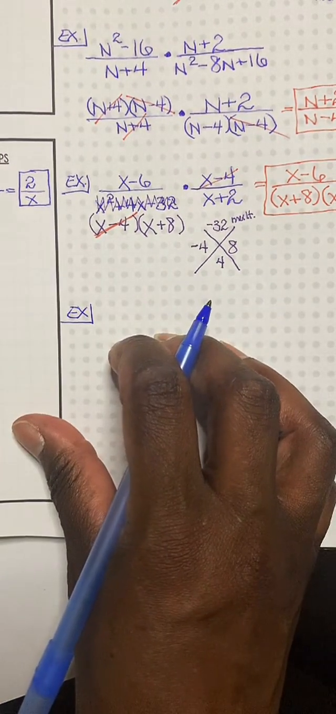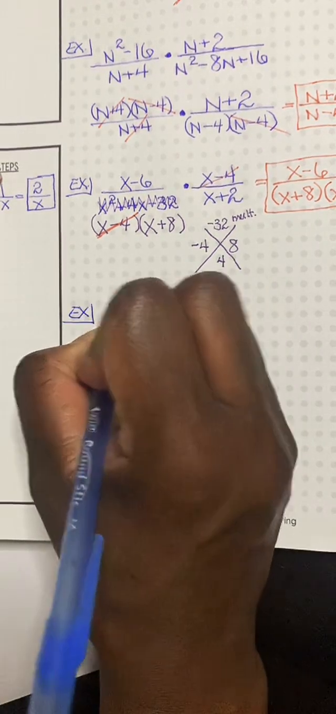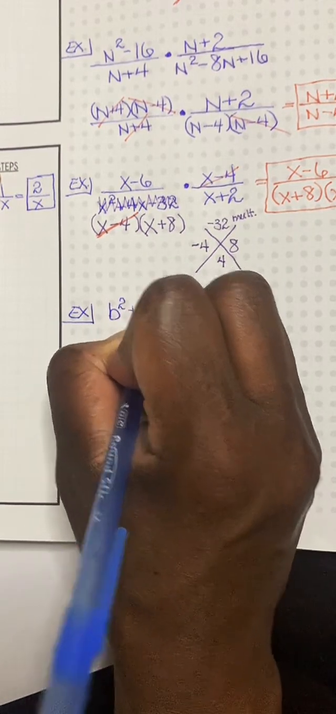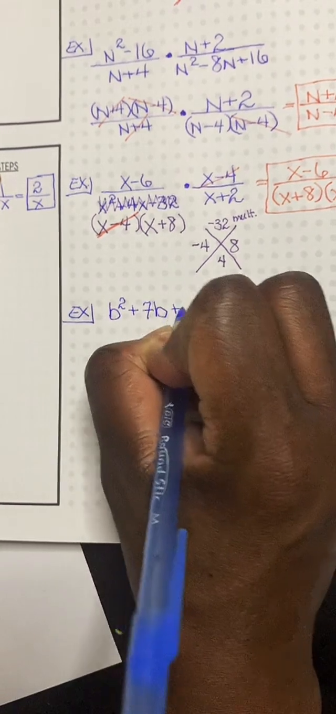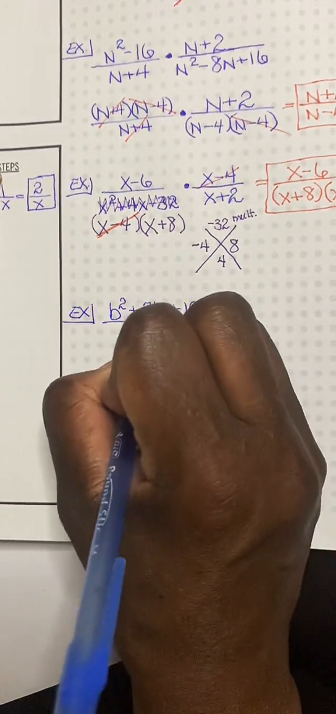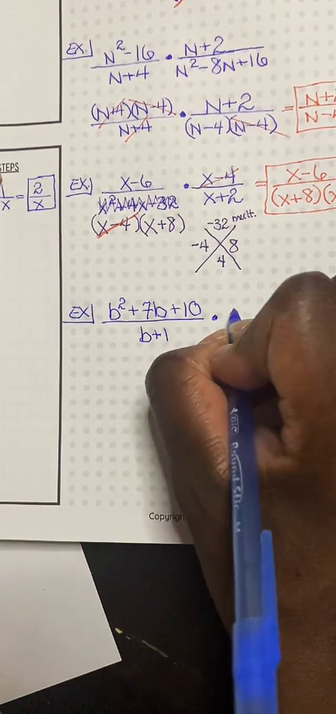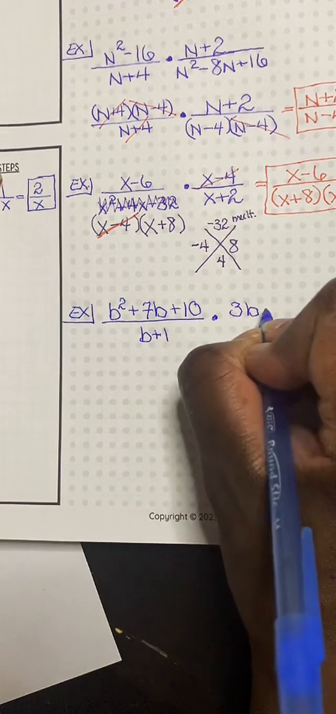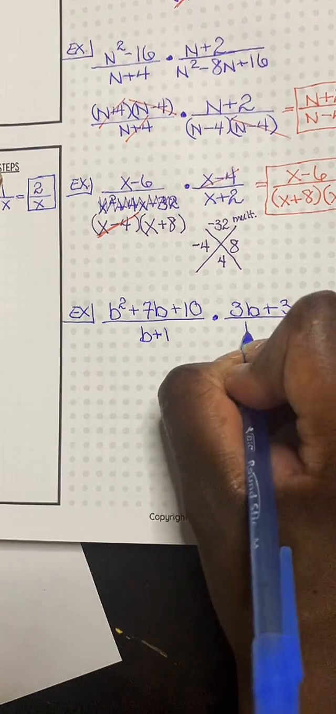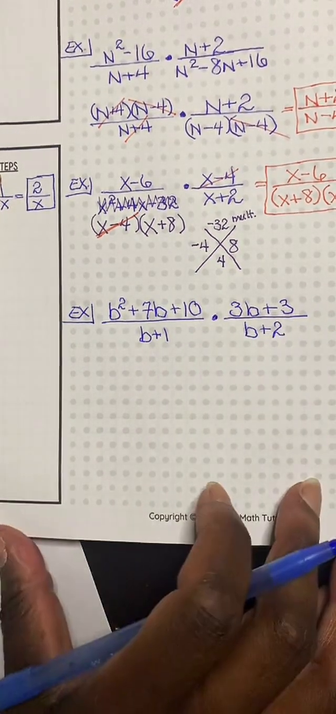Okay, I'm not going to bring out the big guns just yet. But I am going to say, I'm going to switch the variable up. So b squared plus 7b plus 10 over b plus 1 times 3b plus 3 over b plus 2. Okay.